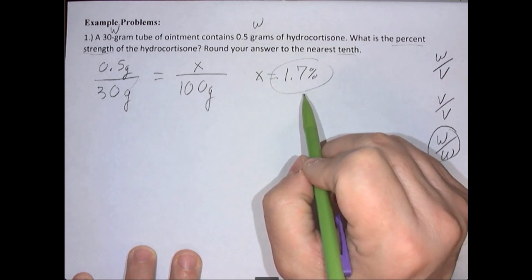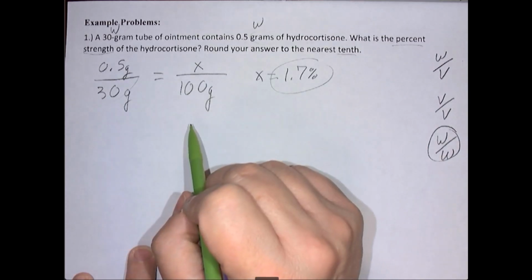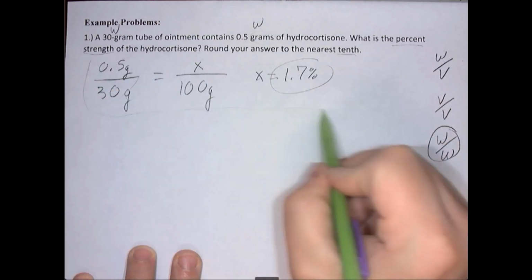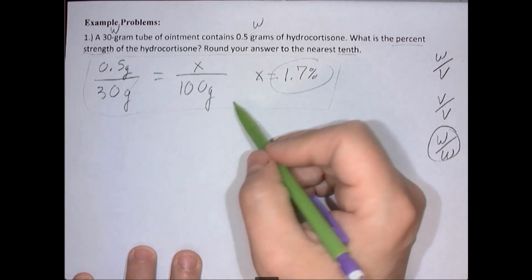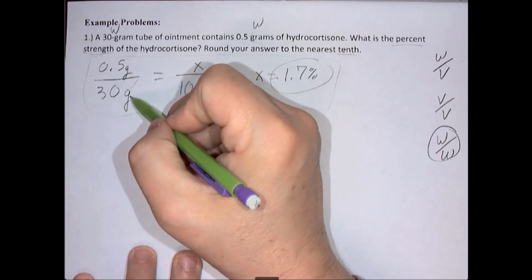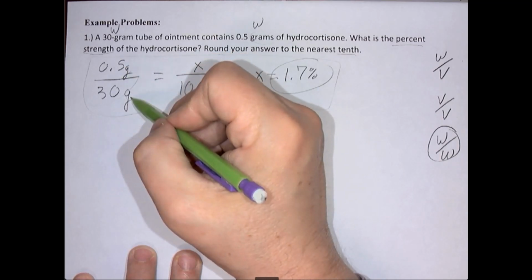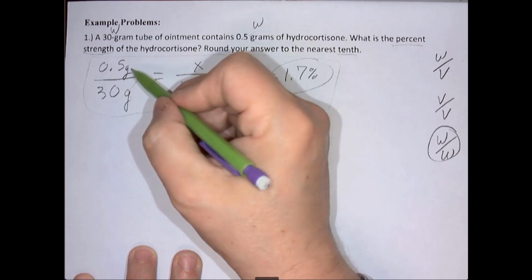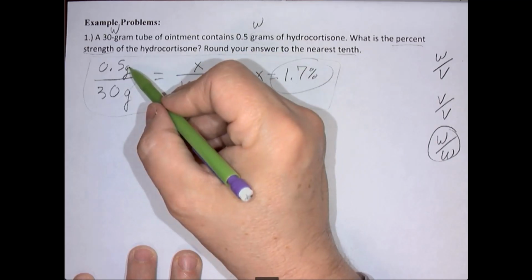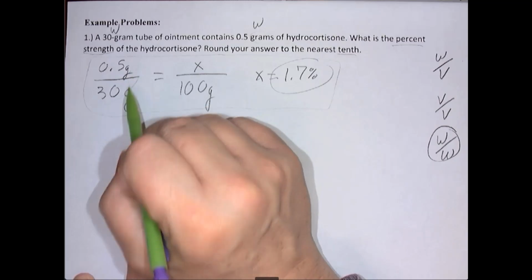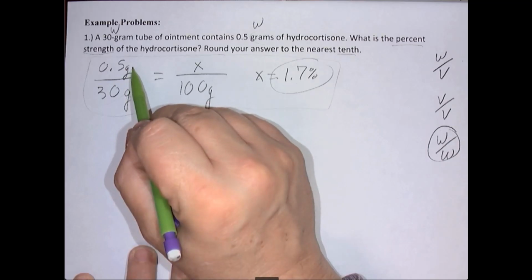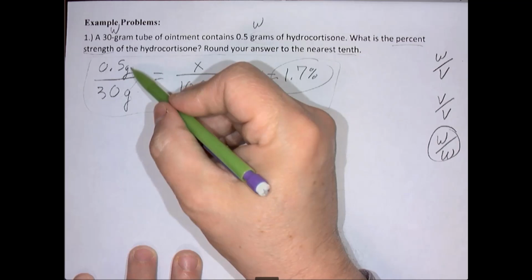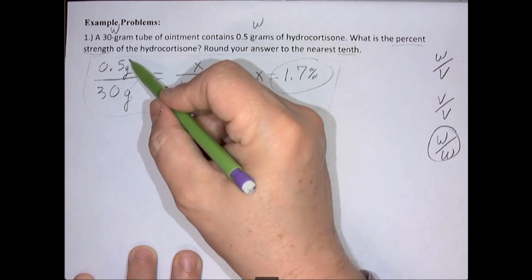Now, here's another note. This is the concept right here. There is maybe a quicker way. You don't always have to write out the proportion here. Once you have the correct units, grams per grams here, if it told us how many milligrams of hydrocortisone was in the ointment, then you'd want to convert those milligrams to grams, because when we're calculating percent strength, weight to weight, it needs to be grams per grams. But once you have it grams per grams, you have a fraction here, 0.5 over 30.